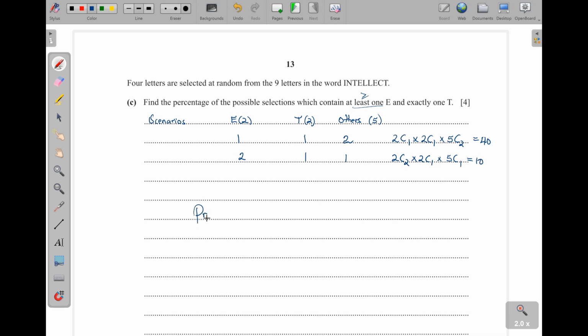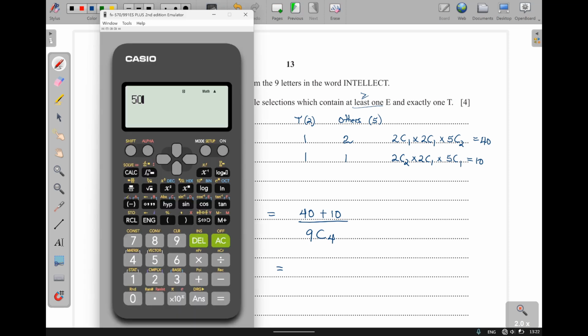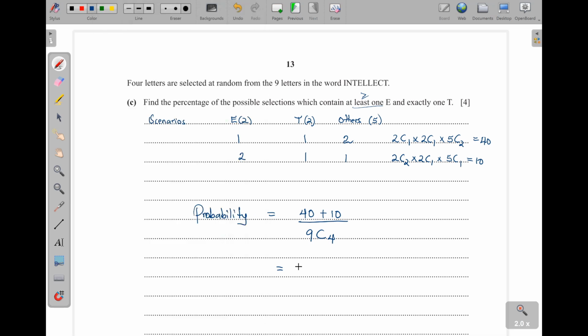Now, our probability is equal to these possible selections. We have gotten 40 plus 10. Then out of the 9 letters, without any restriction, we are choosing only 4, okay? So putting this in the calculator altogether, what do we get? 50 divided by 9 combination 4. And the answer is 25 over 63, okay? 25 over 63.